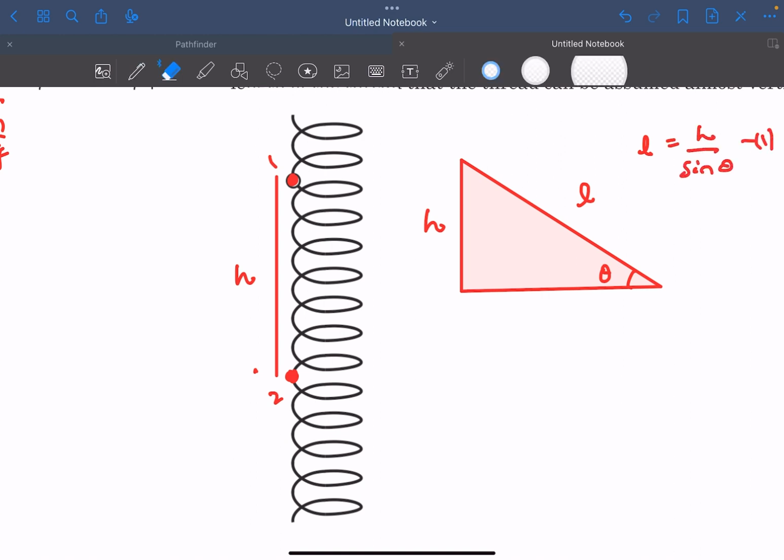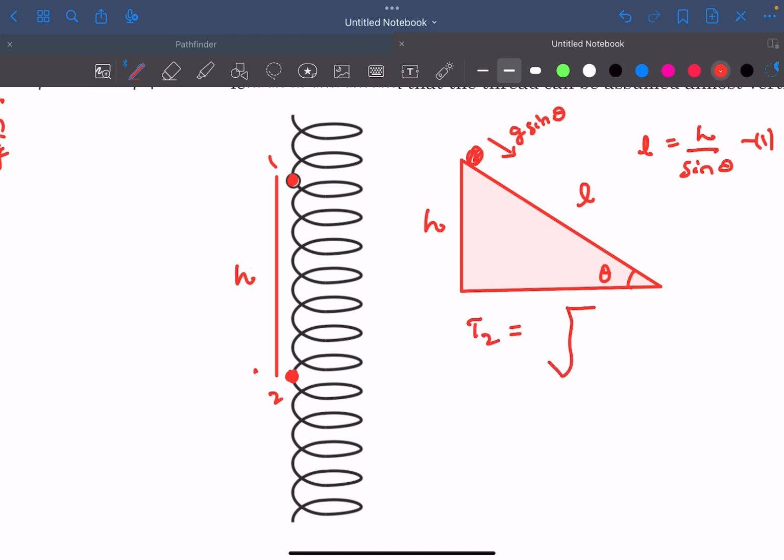So now we know the path length. Now we need the acceleration, right? Let's say the bead is over here, and clearly we know the acceleration down the plane is simply g sine theta. So the time taken for the particle to come from 1 to 2, which is given in the problem to be t2, is the square root of 2 times the path length, which is h upon sine theta, divided by its acceleration, that is g sine theta.